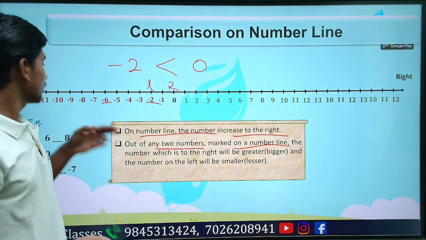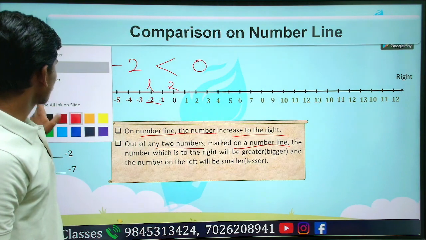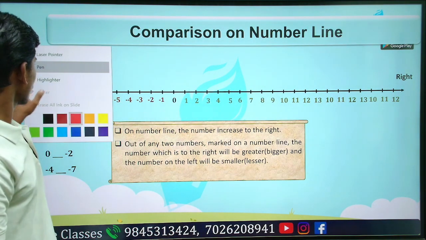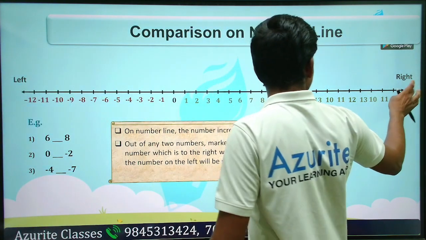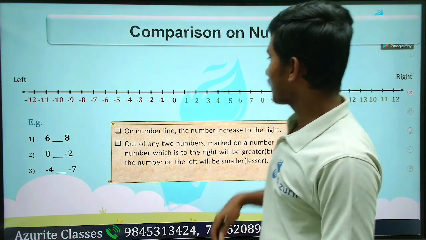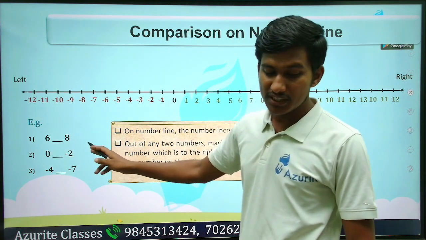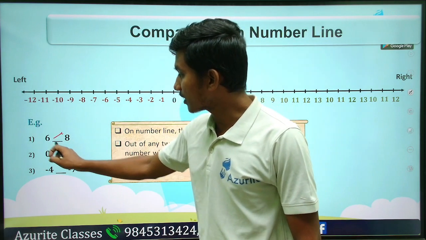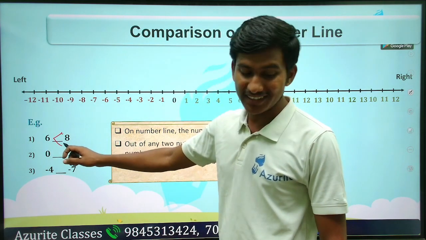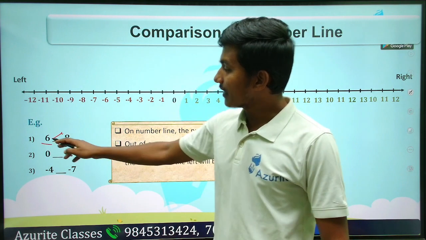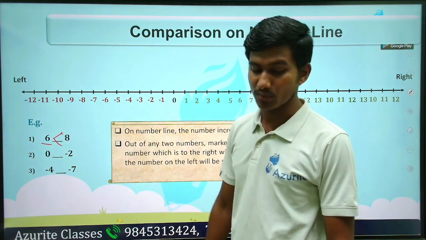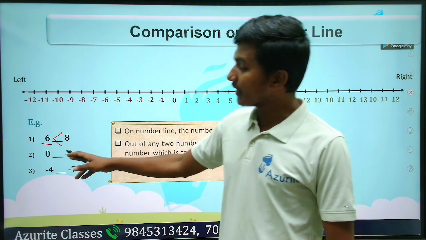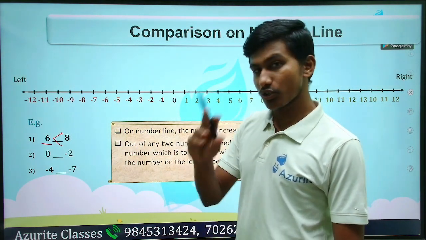Got it? Good. Now let's solve some of the questions. See here, 6 and 8, which is bigger? 8 is bigger, so you start from that and come back to it. So 6 is lesser than 8, this is the lesser than symbol. Now here 0 and minus 2, what symbol will come? Which is bigger, 0 or minus 2? 0 is bigger, right?